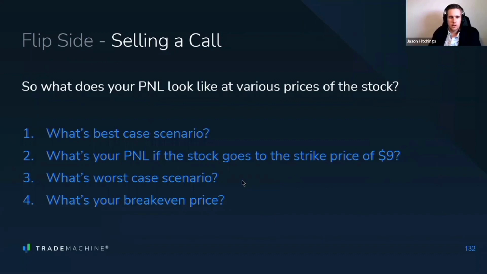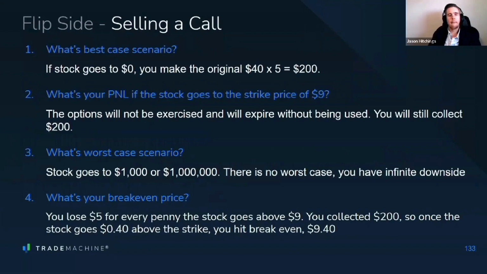What's the worst case scenario? Well, the stock can go infinitely high. And so there's not really a worst case scenario. And so looking at this original 5 contracts at 40 cents, your break even, you collected $200, but every time the stock goes up a penny, you're starting to lose that money back at $5 a penny. So your break even is at $9.40. So even though there's $200 here, it's quite easy to figure out your break even because it's simply the strike price plus the price per share of the option.